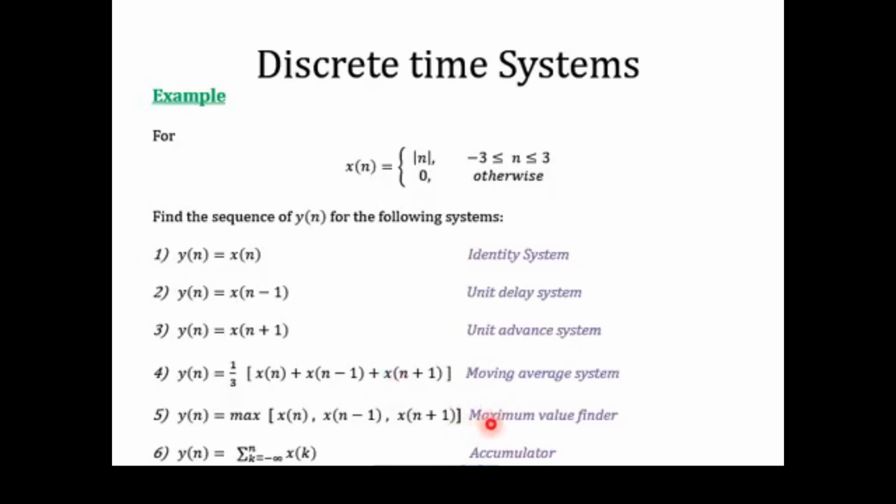The fifth system is a maximum value finder which will compare the values at every instant and then provide the maximum value. And the sixth system is so-called accumulator, which is collecting all the sample values of x of n from -infinity to the current instant and then producing their summation.